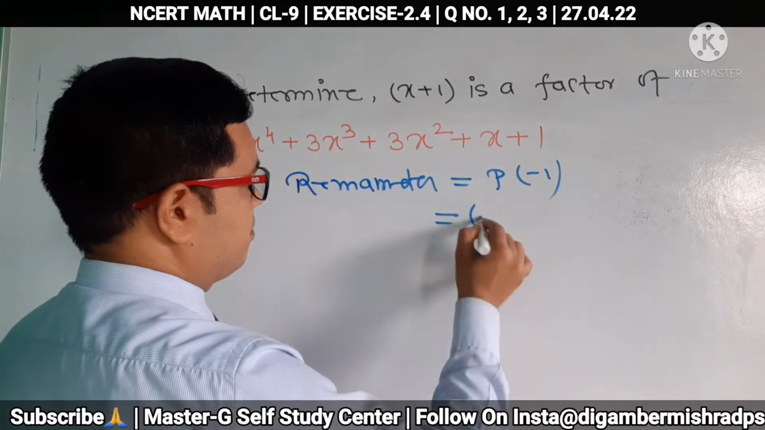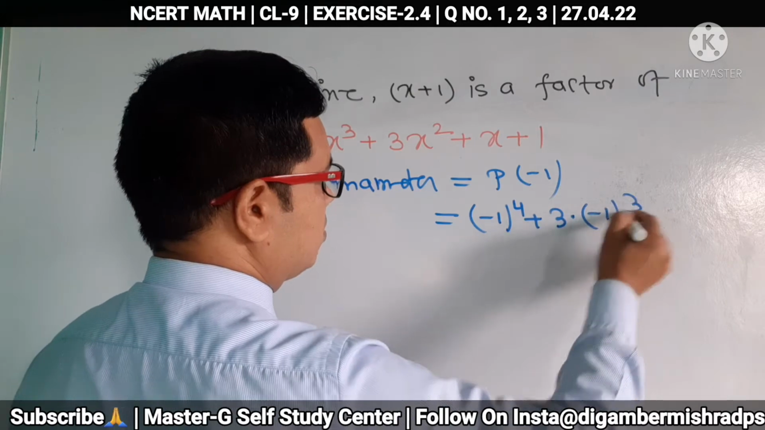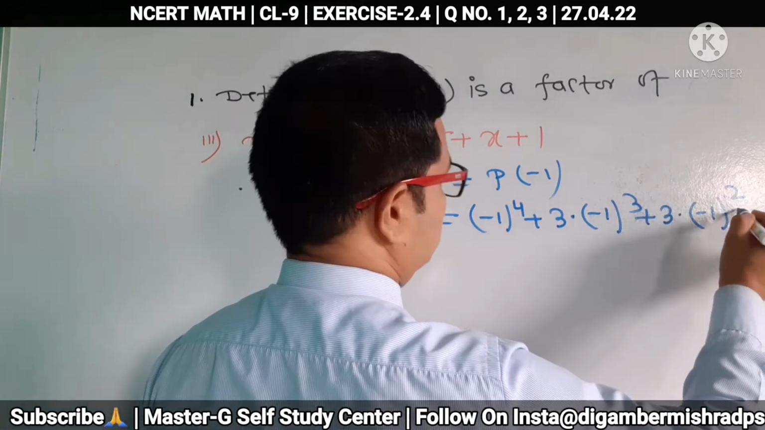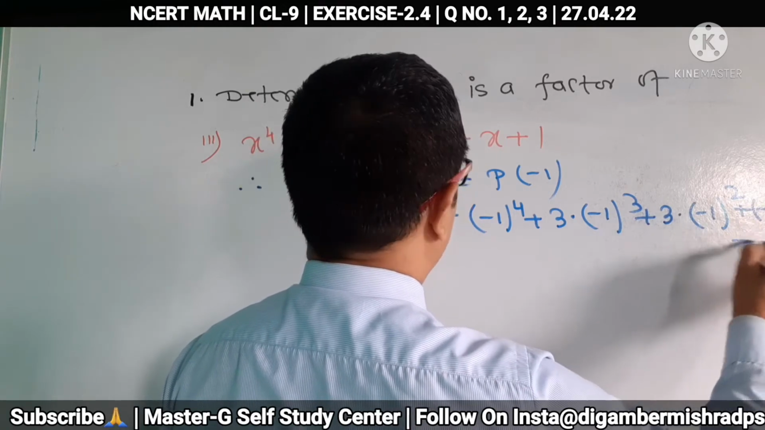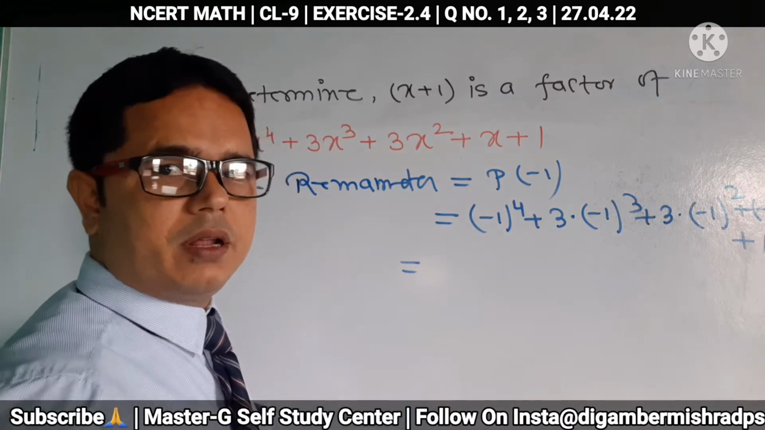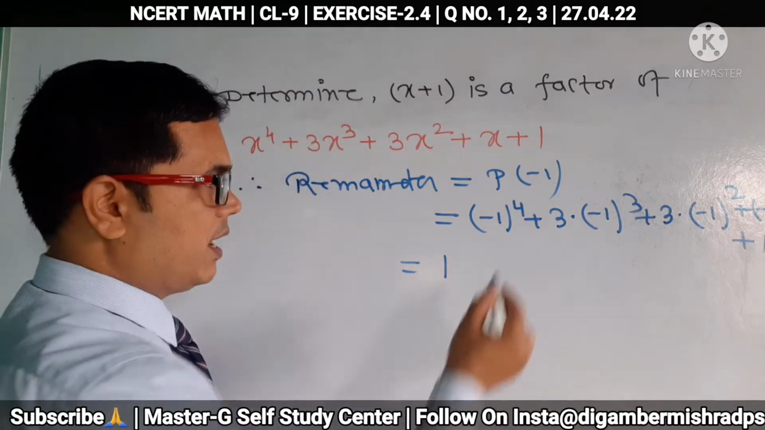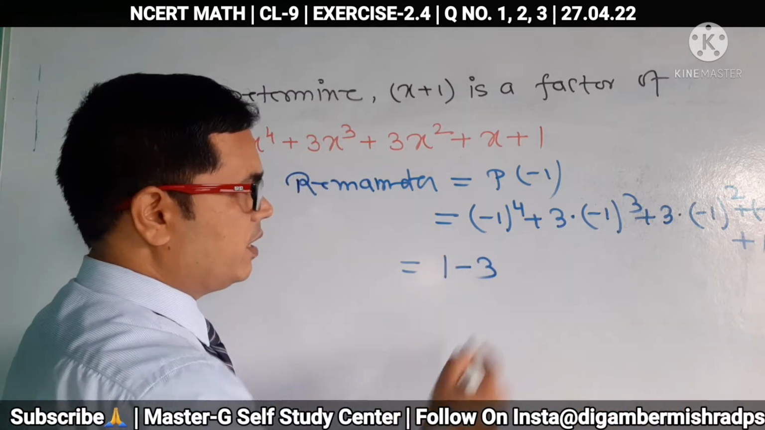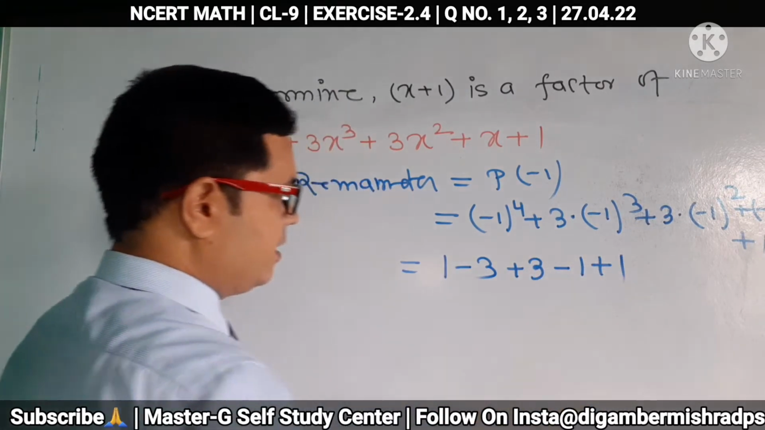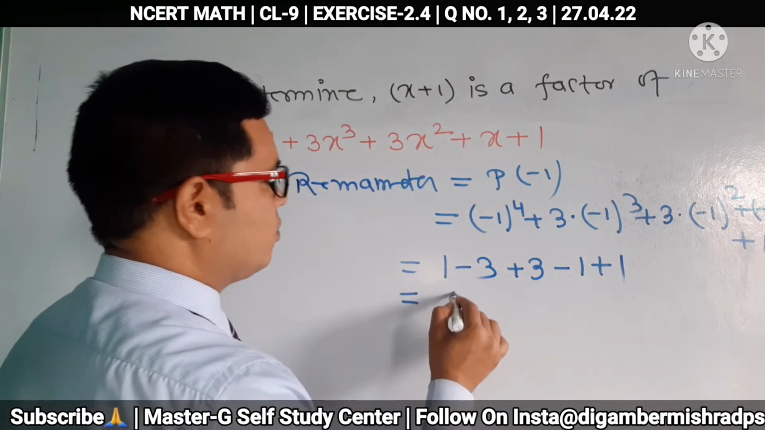So this will be minus 1 to the power 4 plus 3 into minus 1 whole cube plus 3 into minus 1 whole square plus minus 1 and plus 1. Minus 1 to the power even number will be plus 1, and minus 1 to the power odd number will be minus 1, and 3 into minus 1 will be minus 3. Now this will be 1, 3 here, minus 3, and minus 1, and then again plus 1. So if we simplify this, it will come 1.